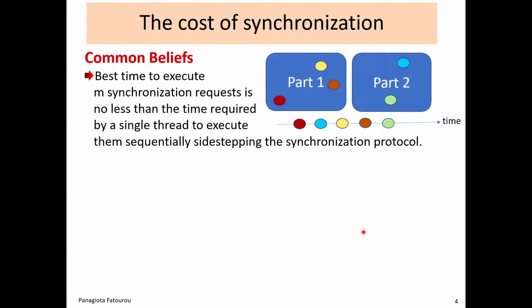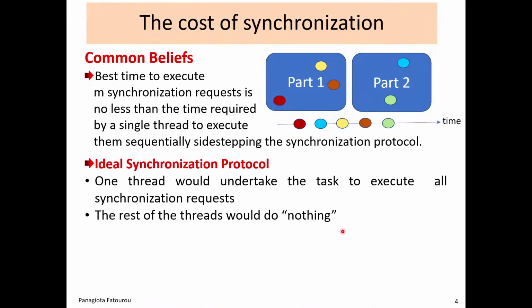Okay, so I want to talk a little bit about the cost of synchronization. And here is a common belief that the best time to execute M synchronization requests is no less than the time required by a single thread to execute them sequentially, sidestepping the synchronization protocol. And this is so because of this mutual exclusion constraint that we have to impose, right? So now, in an ideal synchronization protocol, one thread would undertake the task to execute all the synchronization requests, and the rest of the threads would do nothing, so that I don't pay.